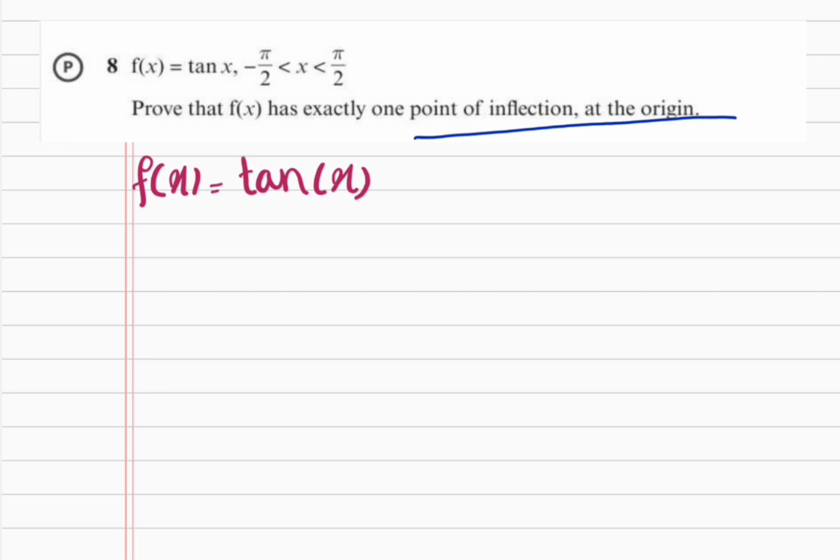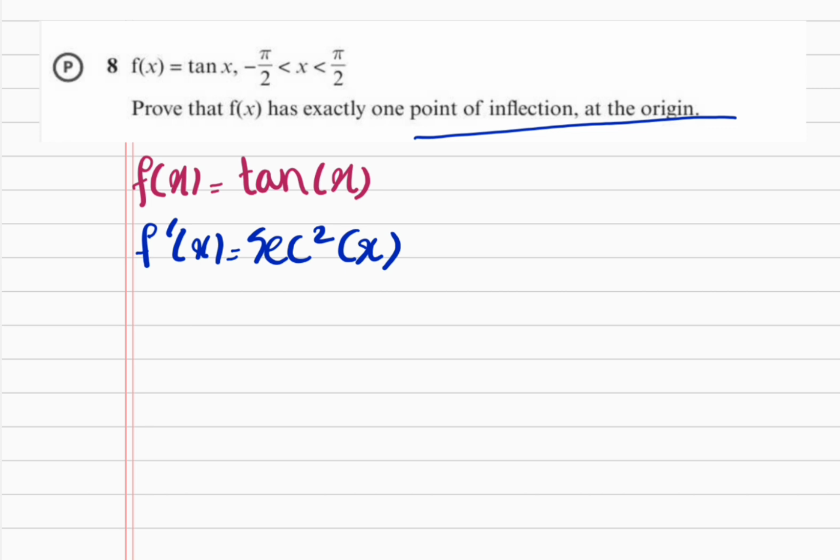So the first thing in questions that are about the point of inflection is finding the second derivative of the function. In this case, we need to differentiate the function f of x. So f dash x is equal to tan x differentiates to sec squared x. This is one of those standard results that I've also shown how you can get, in case you forget that it's sec squared x. So you can then differentiate that directly.